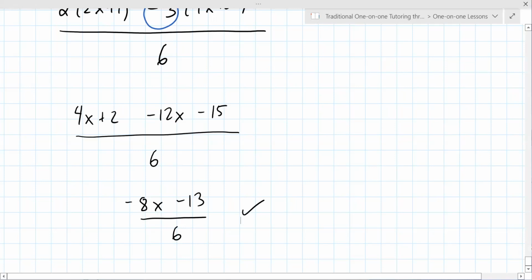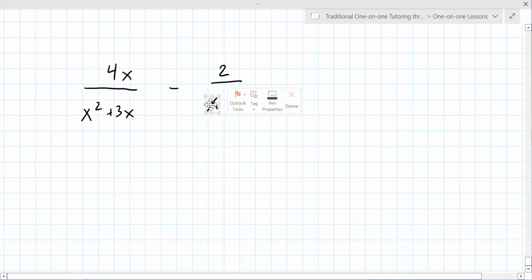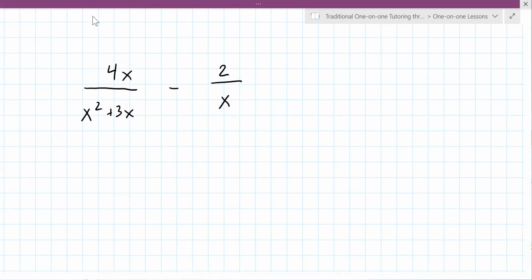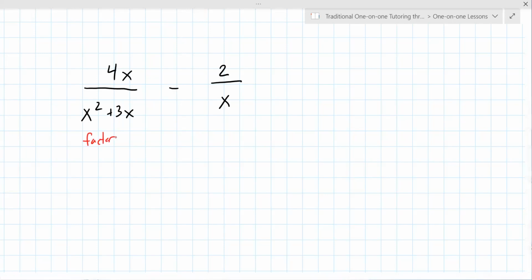Okay, so the last type of problem that I'm seeing that they're giving you on this rationals is something like this, like 4 over x squared plus 3x minus, let me put a 4x there, minus 2 over x, like this, 2 over x. The reason I said this is the last style is because you have to factor on the left here. So look at that. We still did some factoring. Can you tell me how to factor x squared plus 3x?